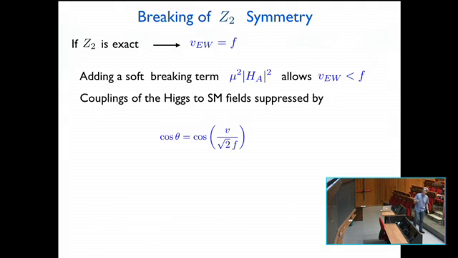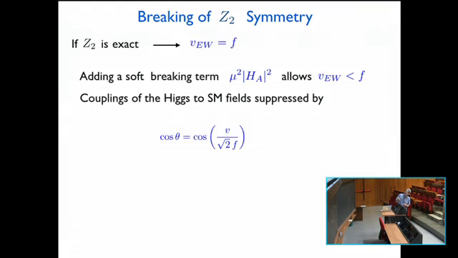So you need to break this Z2, but you break it softly by, for example, adding a soft term like this, and this allows a mild hierarchy between the electroweak scale and this F scale of the twin Higgs VEV. And typically, for the phenomenology of the twin Higgs, the couplings of the Higgs to standard model fields will be suppressed by the cosine of v over f, essentially, right? So v over f will be small, there will be a small hierarchy in order to avoid bounds, essentially, that I'm going to show you now.